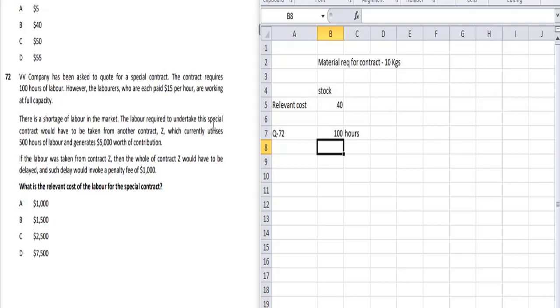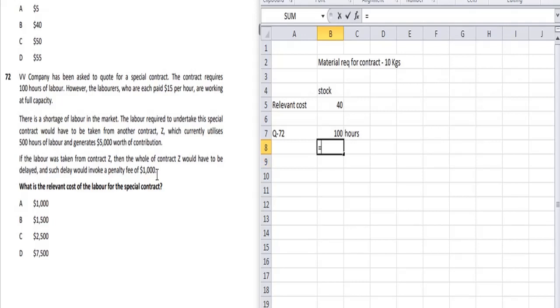So it means, as I told, if they work on the new contract, we will lose this contribution and we have to add it. But in this scenario we won't add the contribution. You might ask why: because this contract can be delayed, means we can delay this contract and earn this contribution later on, but we have to pay the penalty, and this penalty will be our relevant cost for this scenario. Okay, I hope you got it clear.